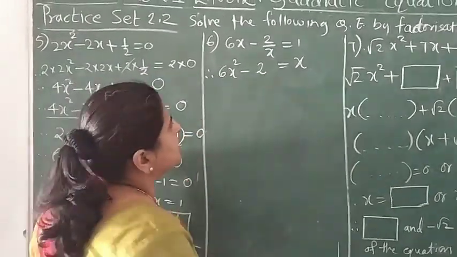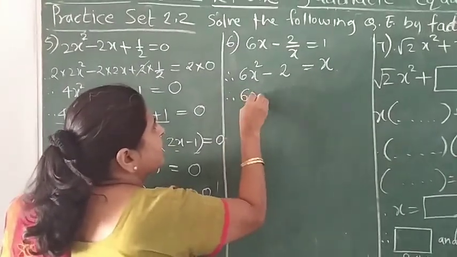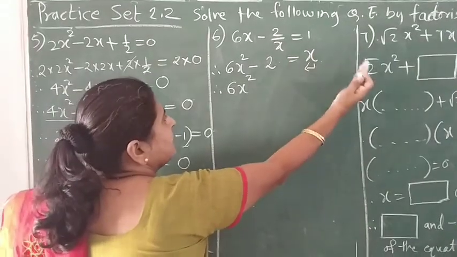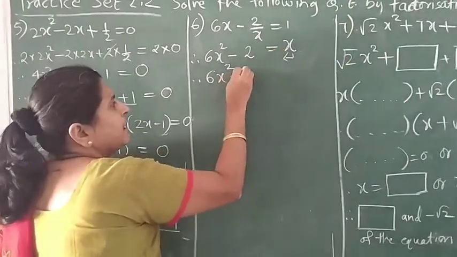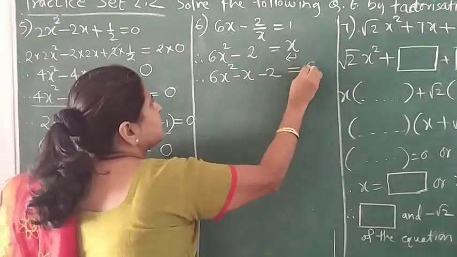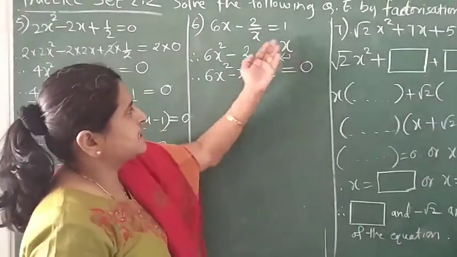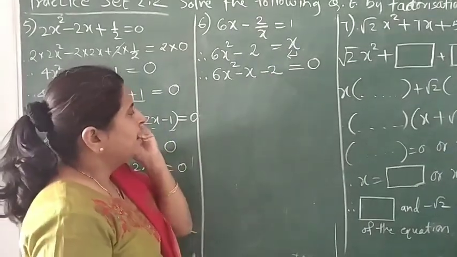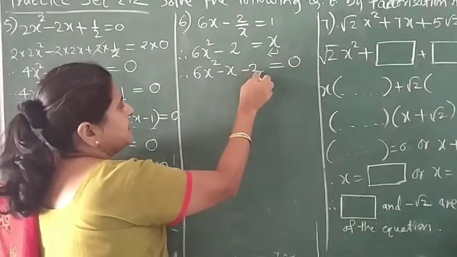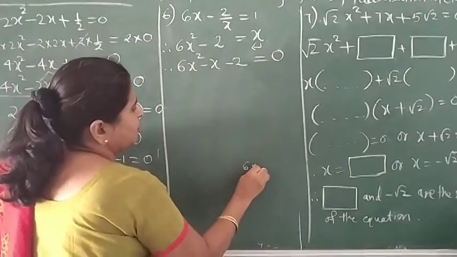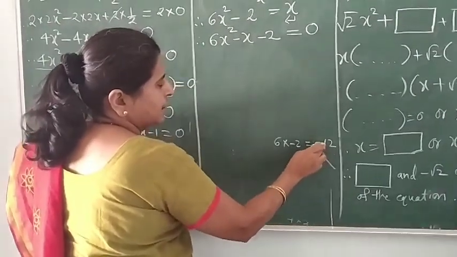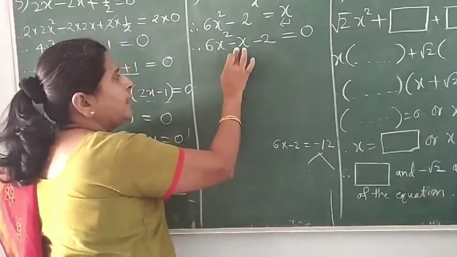Now to write this in the standard form or general form, first write the 6x square term, then the x term which is on the right side. Take it to the left, plus x will become minus x, minus 2 is here as it is, and the right side is 0 because x is taken to the left side. Now factors of what? Here the value of a is 6 and c is minus 2. So 6 into minus 2 is minus 12. So the factors of 12 should be such that their subtraction is equal to the middle term b.